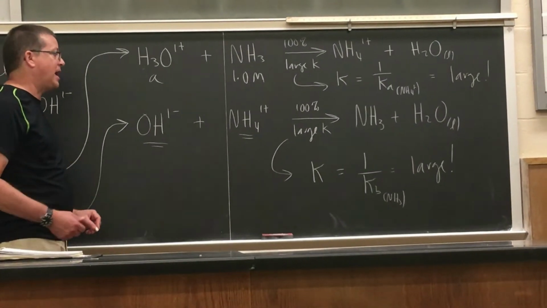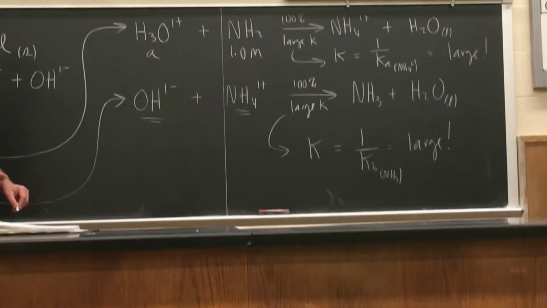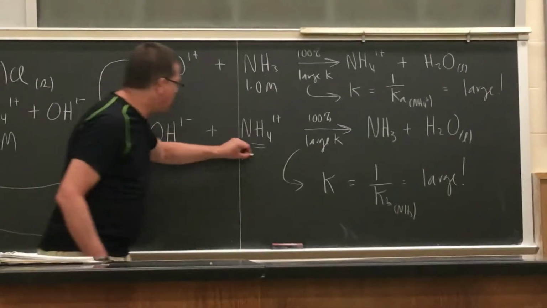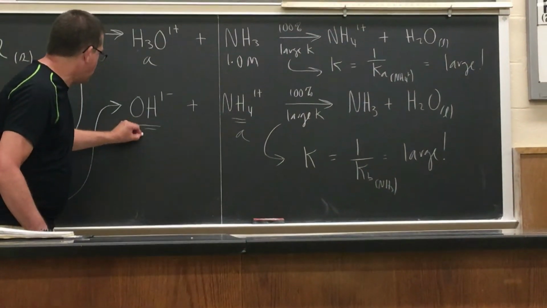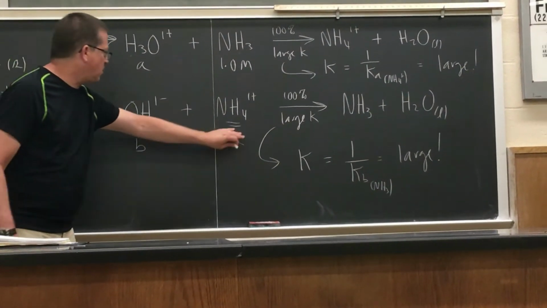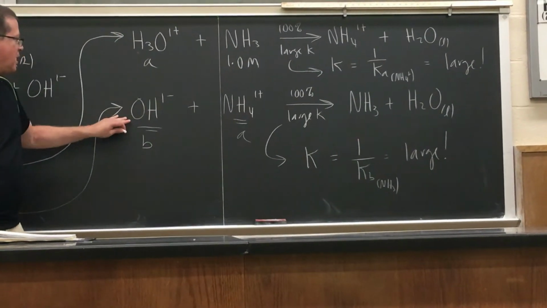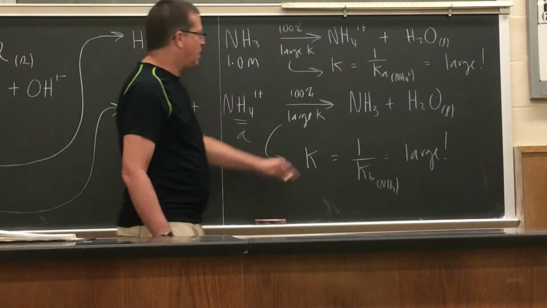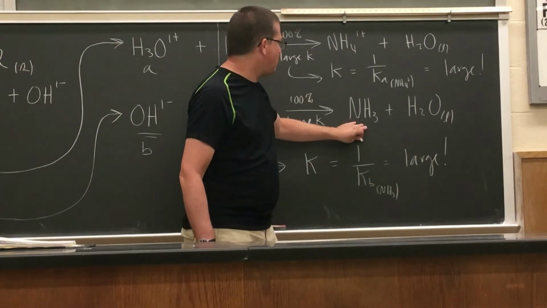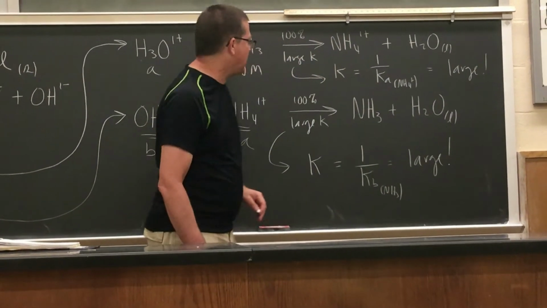Again, we can verify that. It's just a Bronsted-Lowry acid-base reaction, where now the ammonium ion is the acid, hydroxide will be the base. So the ammonium ion will protonate the hydroxide. We're going to end up getting ammonia as the conjugate base and water as the conjugate acid.